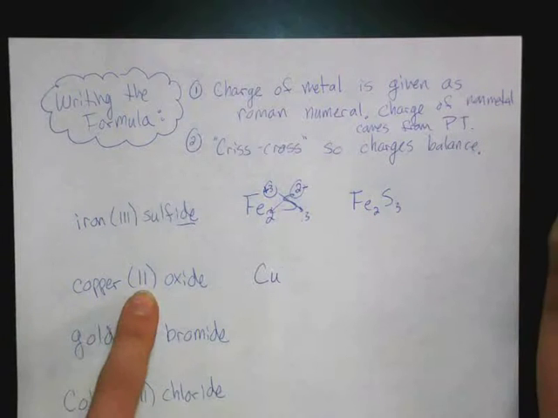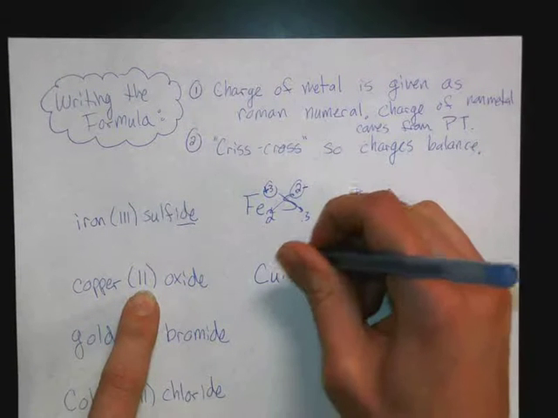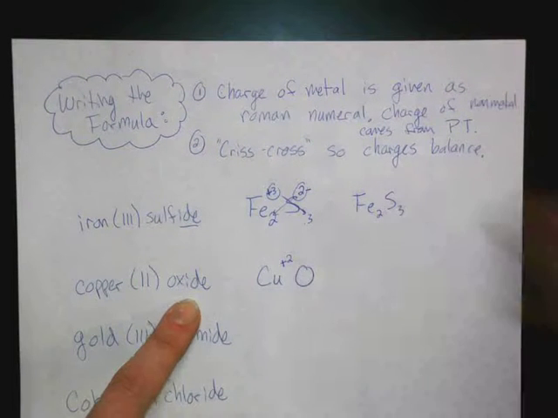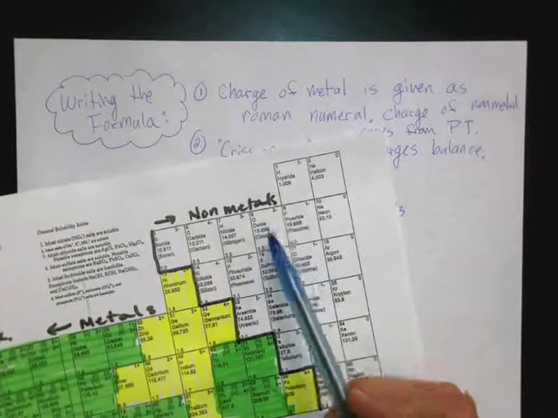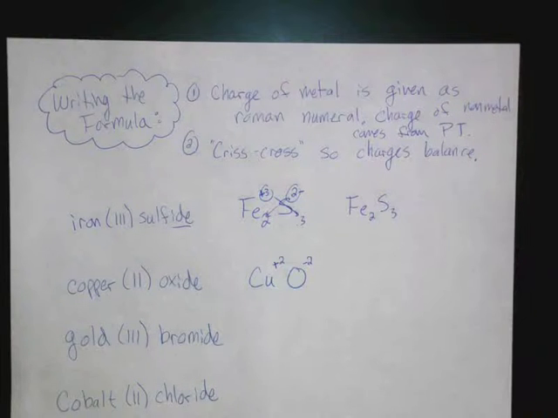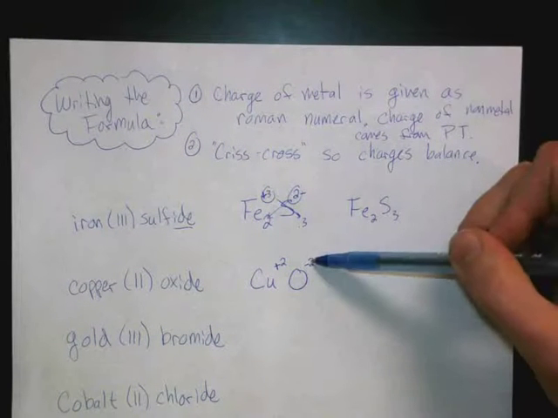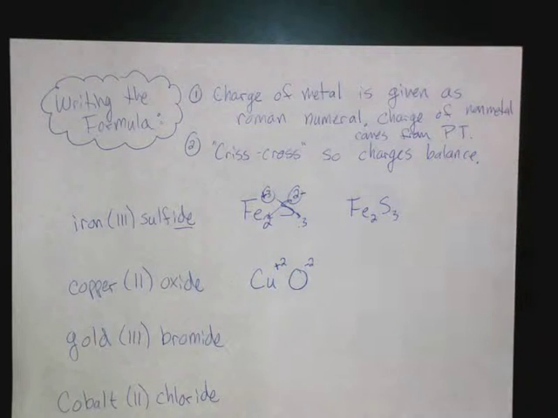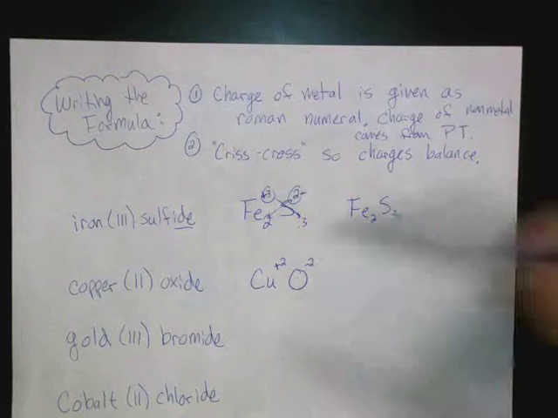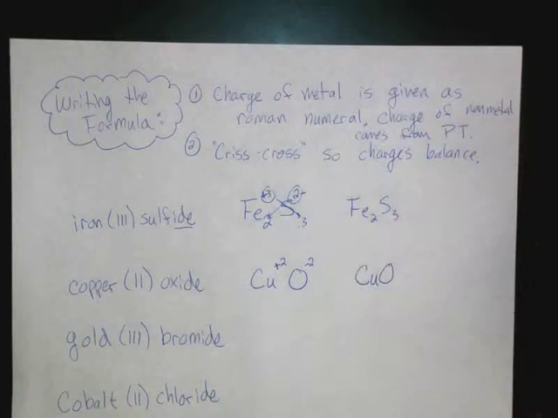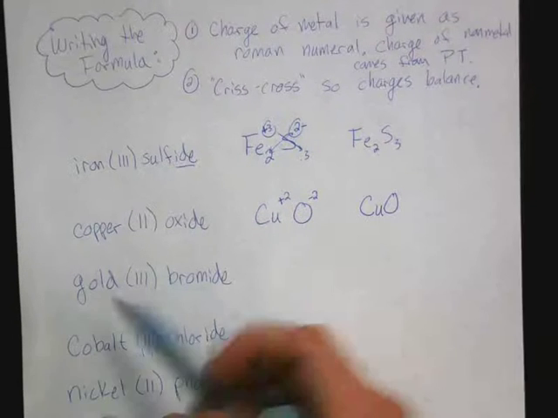Copper 2 oxide. Copper is Cu. The Roman numeral gives us the charge of a +2. Oxide is oxygen. And if I look on the periodic table, oxygen has a 2 negative charge. Now, the two negatives and the two positives, they already balance. I don't need to crisscross them because they're already balanced. So I can just write this CuO.